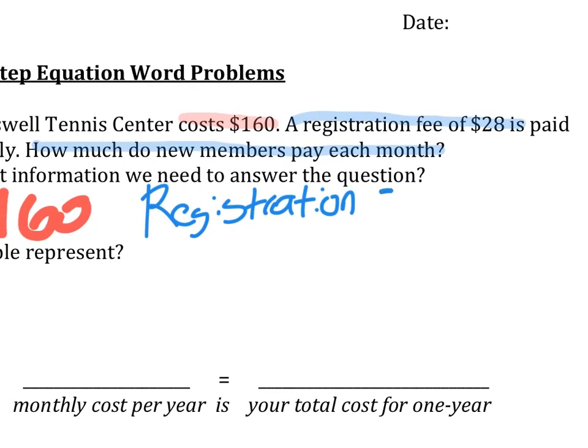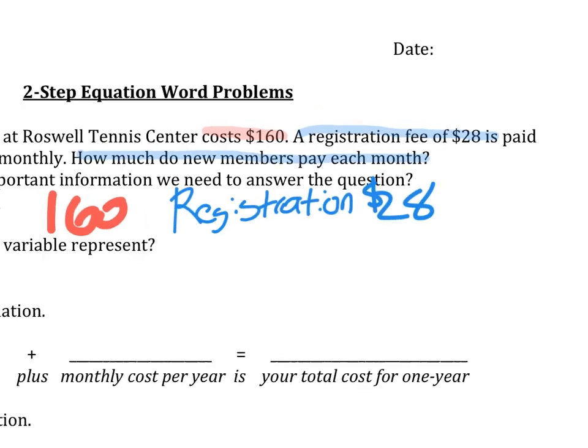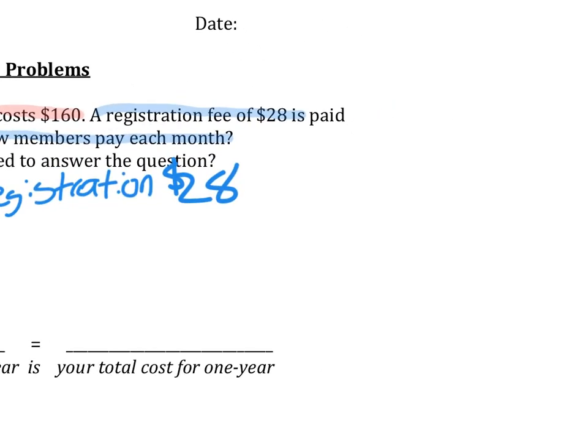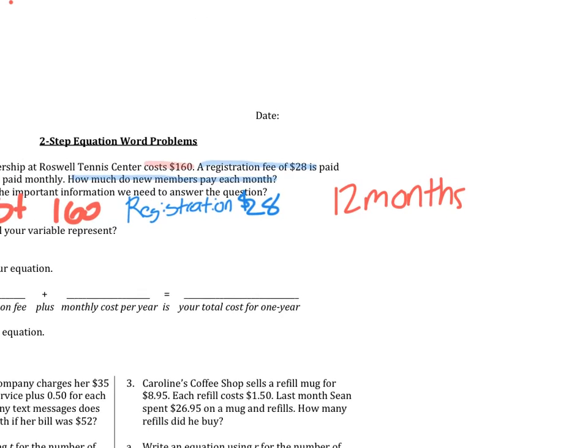Registration fee is $28. That happens one time. And then they're going to pay each month. So for the next part, this is a one-year membership, so we are talking about 12 months. Just things to keep in mind.